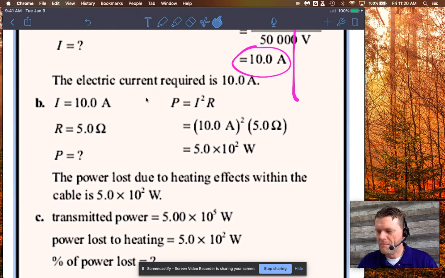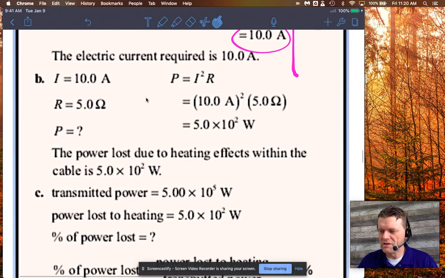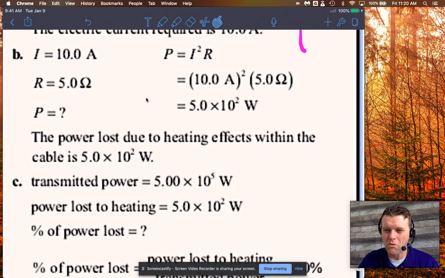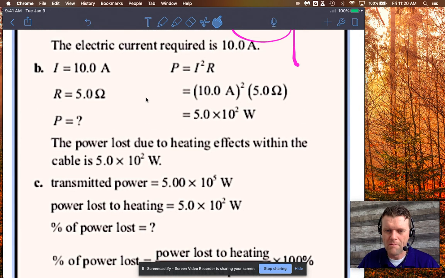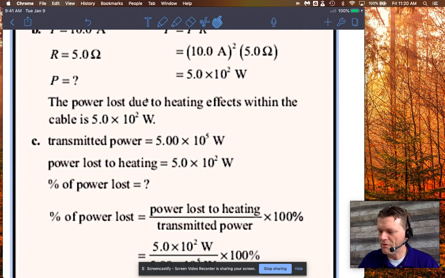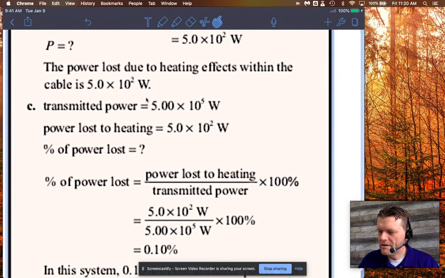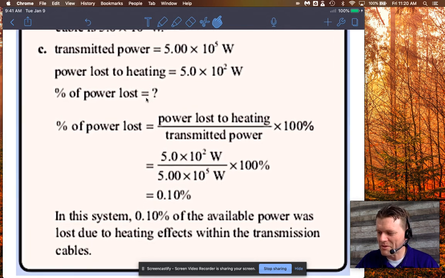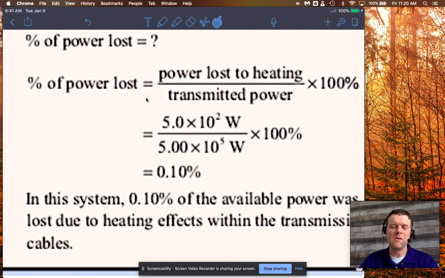So now you calculate the efficiency. The transmitted power again was still the same, 500 kilowatts, or 5 times 10 to the fifth, but now the power lost is only 500 watts instead of 5,000, I believe it was. So now when you calculate the percent, it's 0.1%. Wow. 0.1% of the available power was lost.